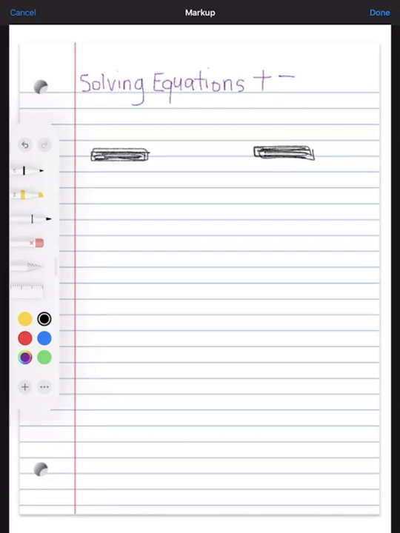So the balance scale has these two little things that you can set stuff on. And then it comes down kind of like this. And then there's something in the middle that kind of holds it all up. So again, very rough drawing of a balance scale. And so this is going to be our equation. So we're going to put an equal sign in the middle. And then we're going to put some stuff.